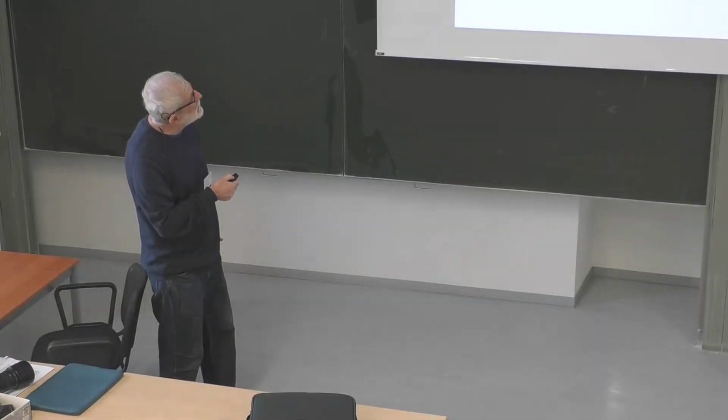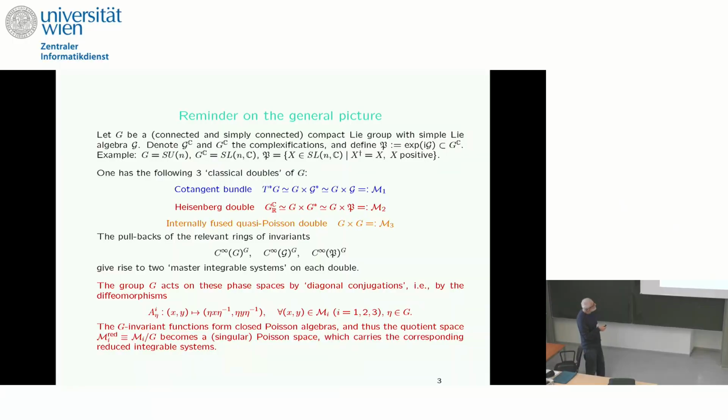Okay, so just very quickly, I remind you of this general setting which I'm working on. So I have a compact, connected, simply connected Lie group with simple Lie algebra, then the complexified Lie group, and then the exponential of i times the compact Lie algebra, sort of positive definite Hermitian elements. The three doubles are the cotangent bundle, the Heisenberg double, which I will talk about today, and the internal fused quasi-Hamiltonian double, which is the topic of the third lecture.